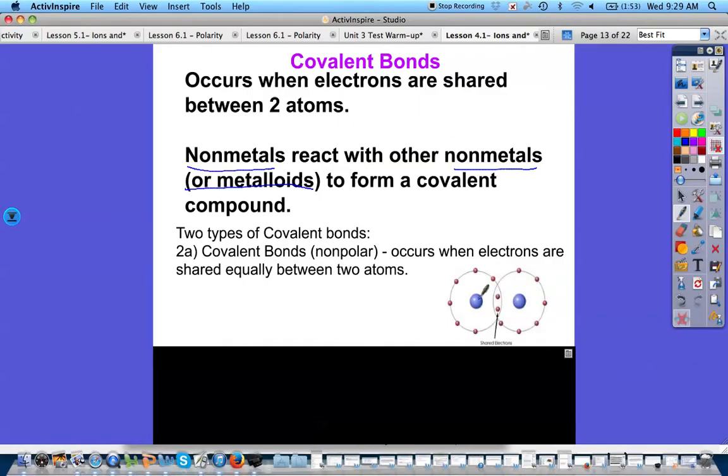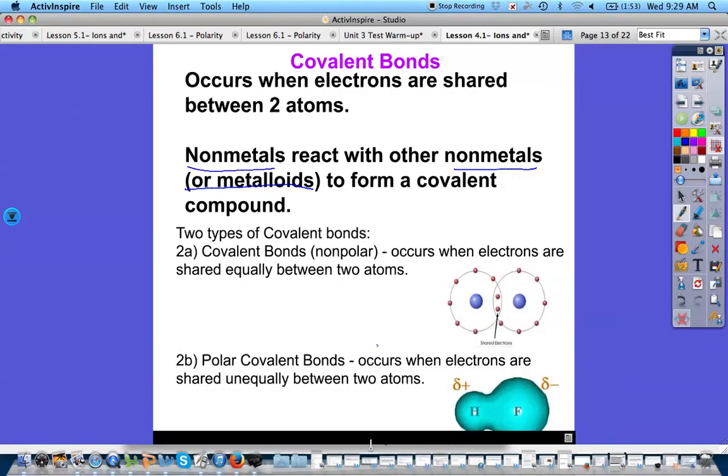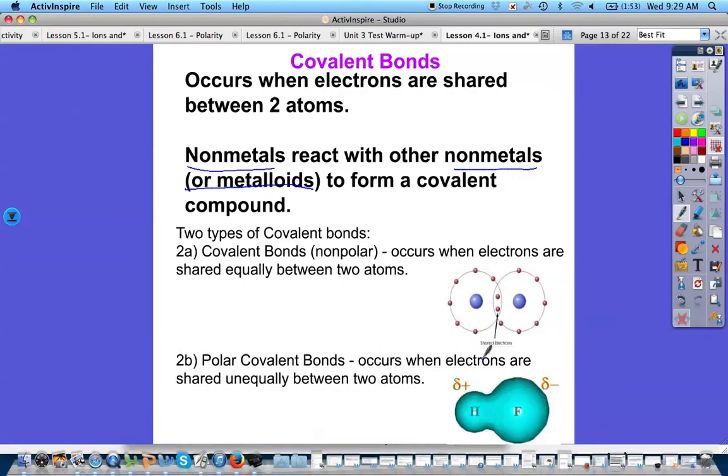So here are the 2 nuclei of the 2 atoms. Those electrons are in the center, equidistant between the nuclei. They're shared equally. Polar covalent bonds occur when electrons are shared unequally between the 2 atoms. So these are the electron clouds, and we can see that the electrons are more concentrated towards fluorine than they are towards hydrogen, giving us a partially positive and a partially negative end of the atom. Those are going to create 2 poles and give us a polar covalent bond. We'll talk more about polarity towards the end of this unit.